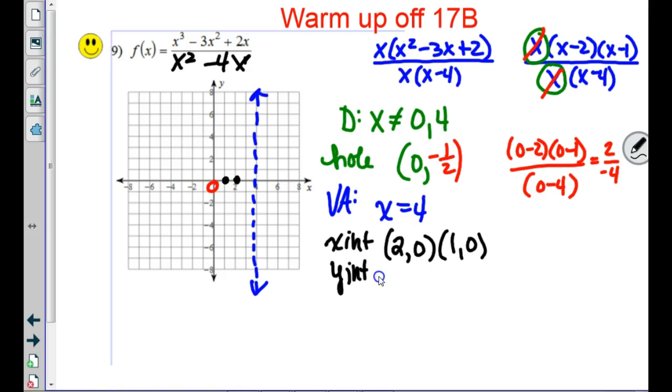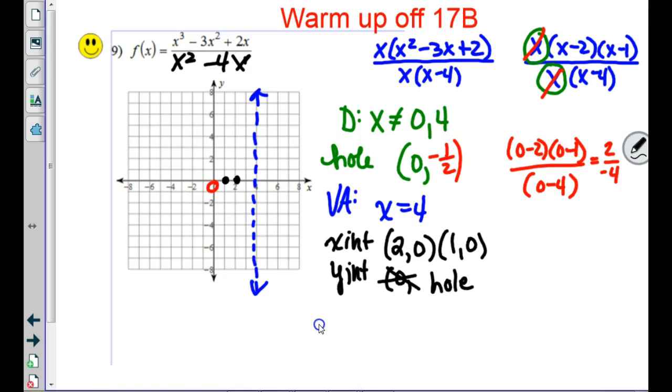All right. The y-intercept is what we get when we put in a 0, it says. Can I put in a 0? It's got a hole on the y-axis, right? If you put in a 0 to the original one, you get undefined. If you put it into the reduced one, you get negative 1/2. There isn't a y-intercept. There's a hole, though, on the y-axis.